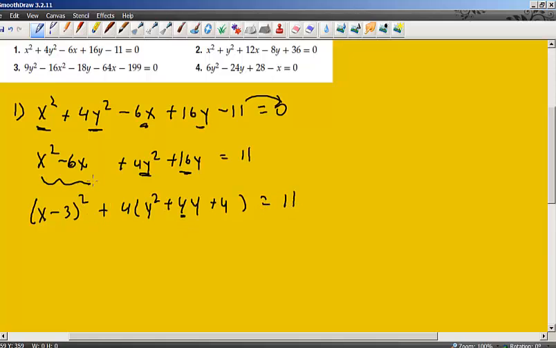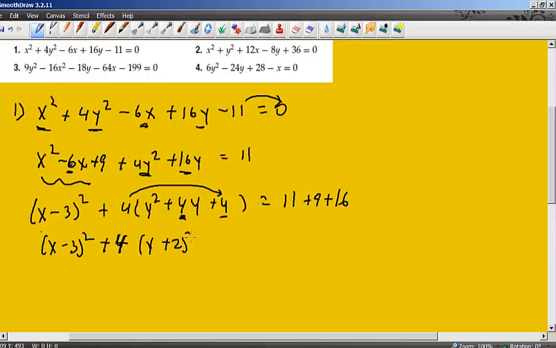Now, half of this is negative 3, and I added 9 here. And half of this is 2 squared, that's 4, but technically I added 16 because the 4 on the outside will turn that into 16. So total I have to add 9 plus 16. And this is a perfect square, so that's x minus 3 quantity squared. Now we made this into a perfect square. That's 4 times y plus 2 quantity squared. All that's equal to 36.